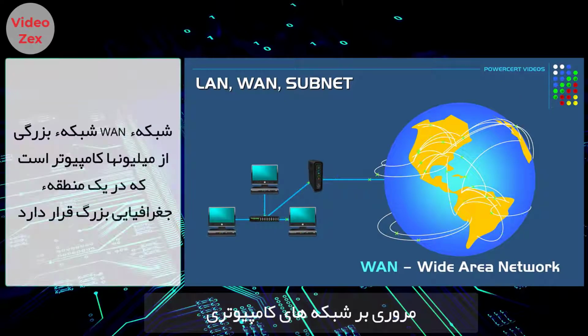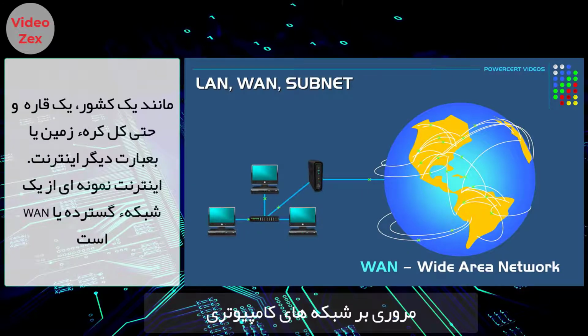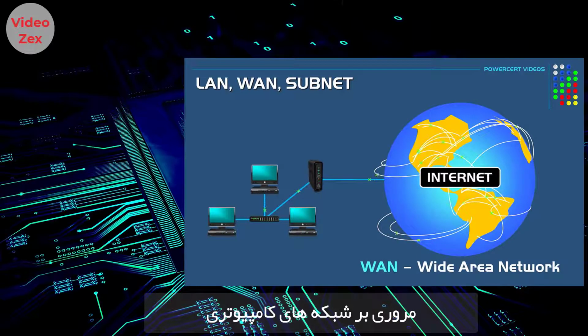A wide area network is a large network of millions of computers that spans over a large geographical area, such as a country, continent, or even the entire globe, or in other words, the internet. The internet is an example of a wide area network.